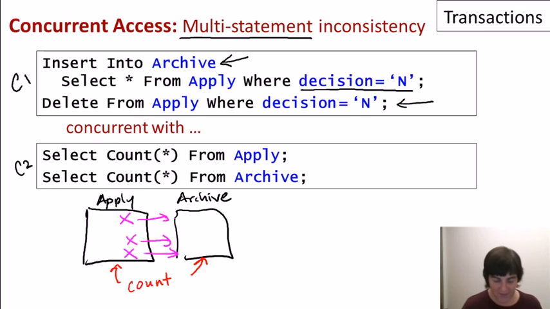Now, if we want the second client to see a consistent state of the database where we don't have records that are duplicated between apply and archive, then we will really want that second client to go either completely before or completely after the first client.